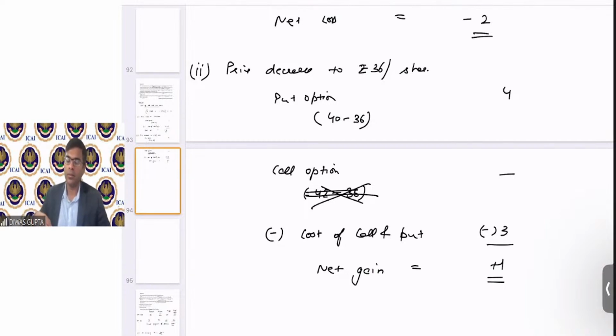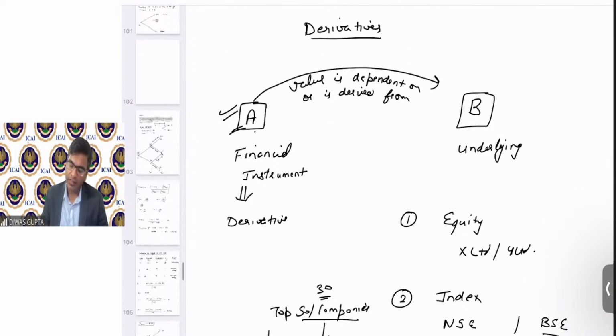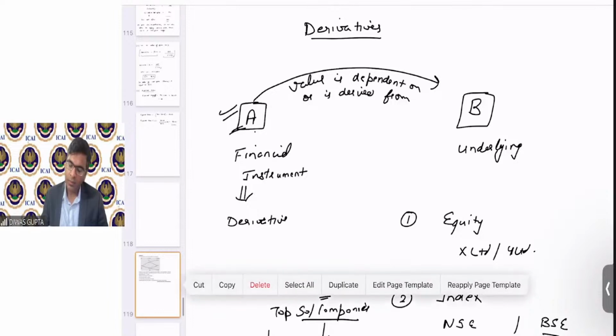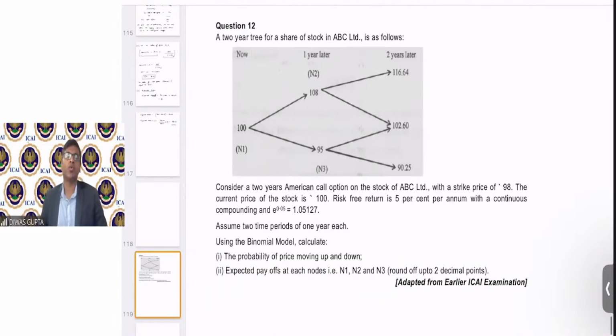Now, I think we have done till the 11th question. Let's come to the 12th question. I think there is one more question on this binomial model. Then we will start our Black-Scholes model. Okay. Question number 12, students.